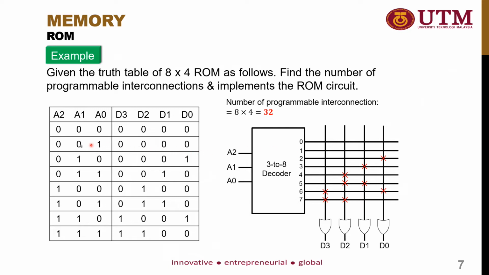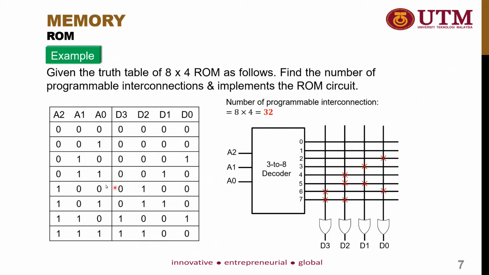Okay, so at 0, 0, 1, pin 1 will become 1. The output of pin 1 will become 1. And you can see here at each output, D3 until D0, none of the outputs is becoming 1. So it is not being connected to any of the outputs.